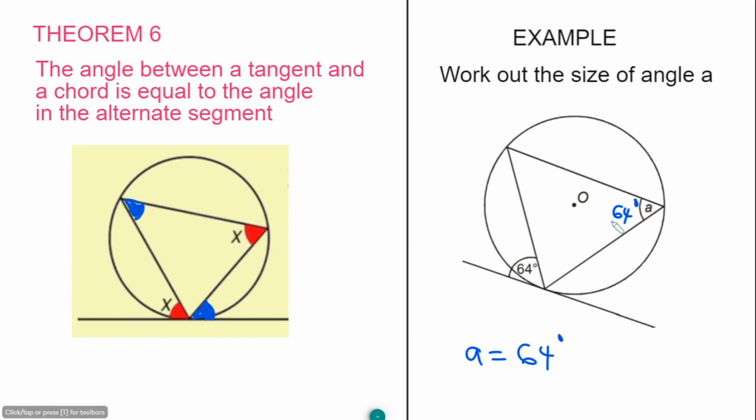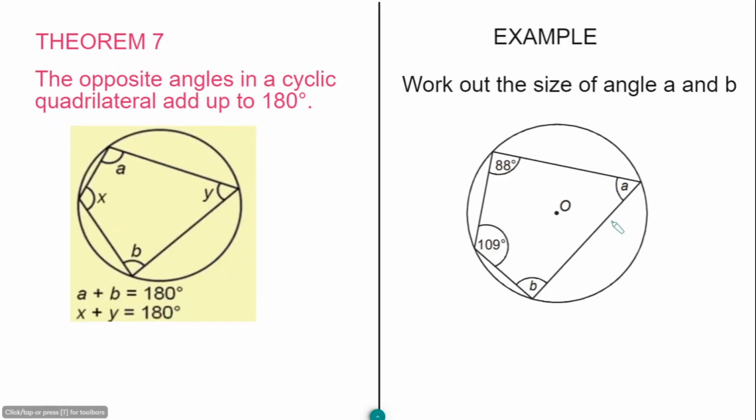Okay, very easy. So let's come to the last theorem, theorem 7. Now, this is another quite simple one, but let's look at it. It says the opposite angles of a cyclic quadrilateral, or some people call it cyclic, add up to 180 degrees. Now we've got a circle here, and then we'll have a quadrilateral inside the circle. That's why it's called a cyclic quadrilateral, okay?